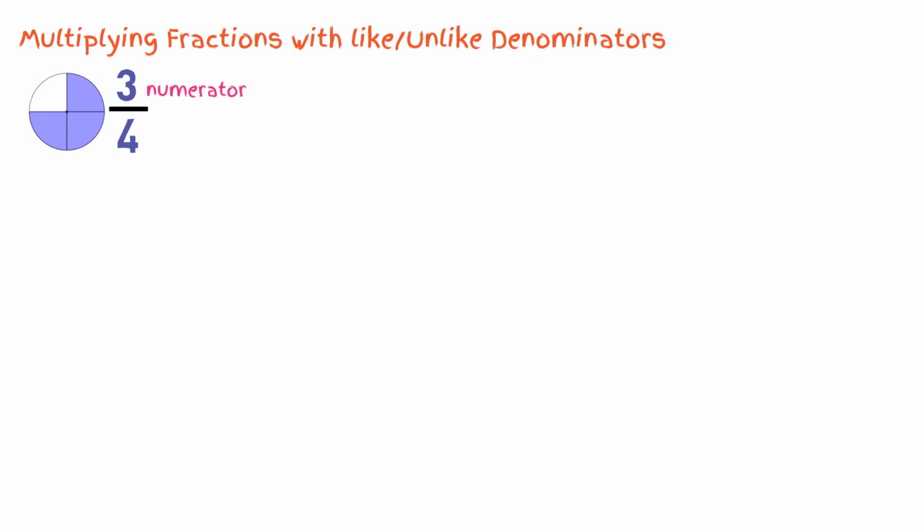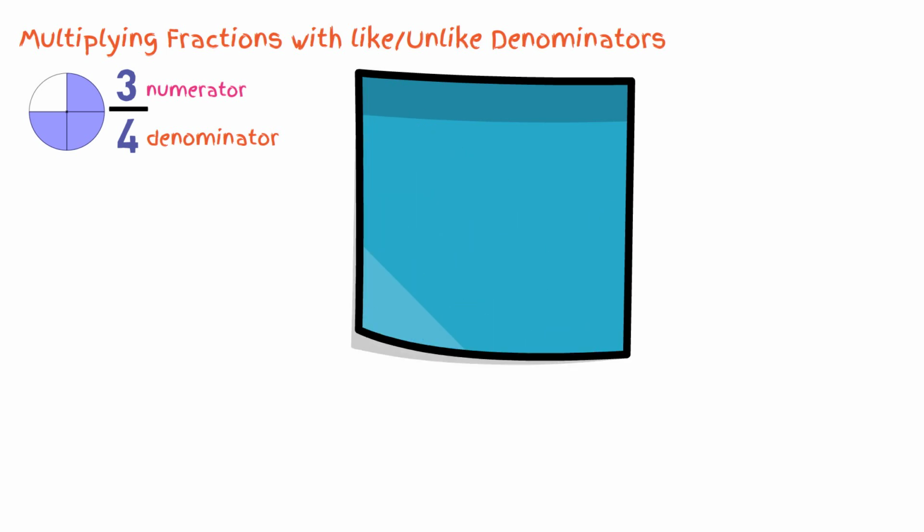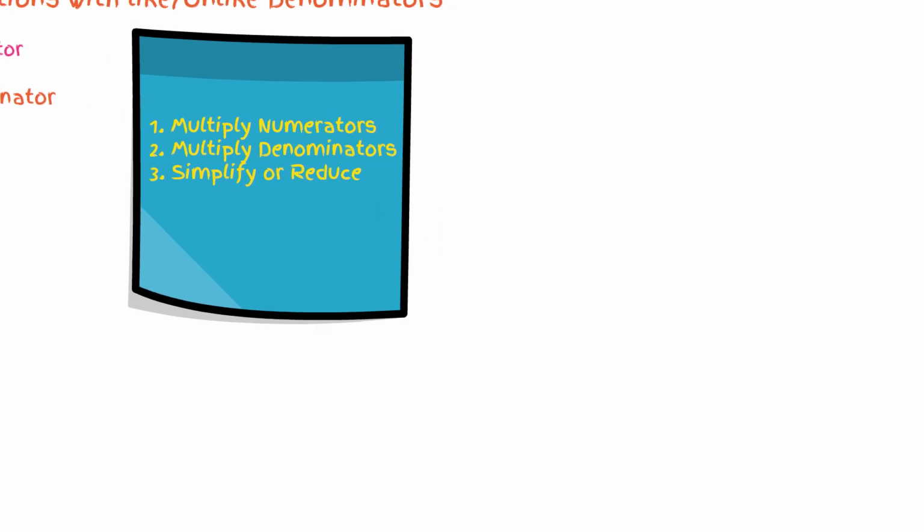Let's discuss multiplying fractions with like and unlike denominators. Remember from our last video, the numerator is the top number and the denominator is the bottom number. When you multiply fractions with unlike denominators, first multiply the numerators, then multiply the denominators and simplify. Let's try a few examples.